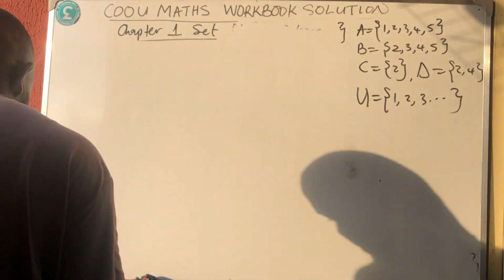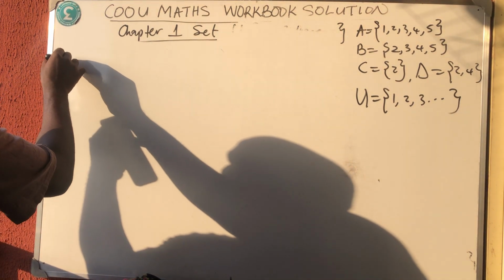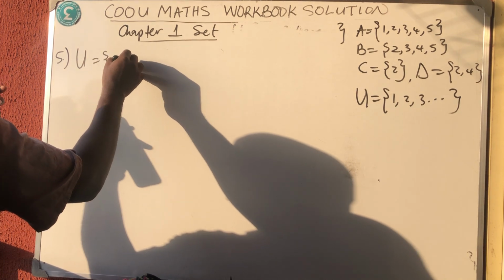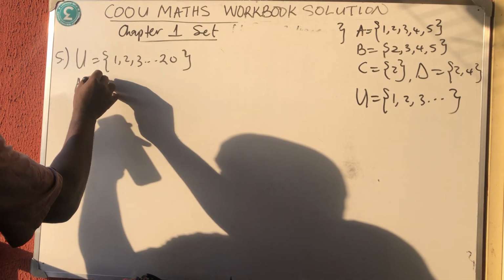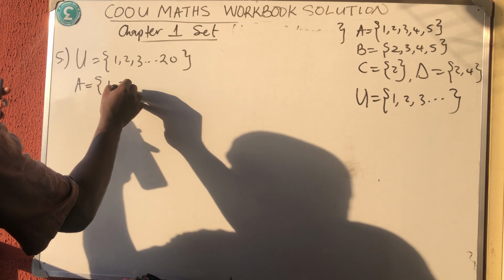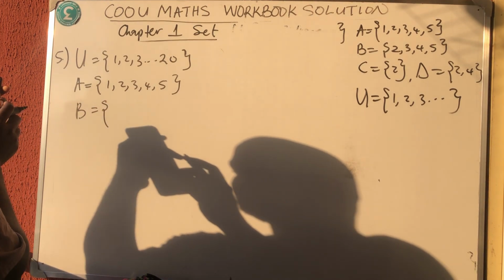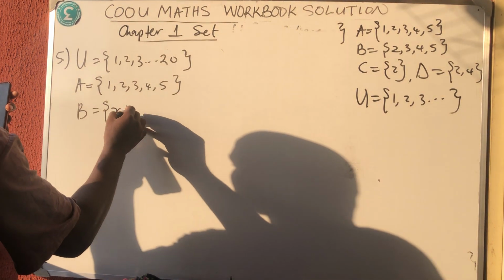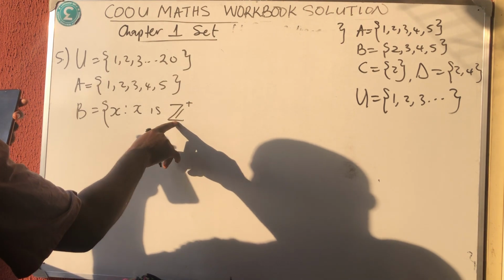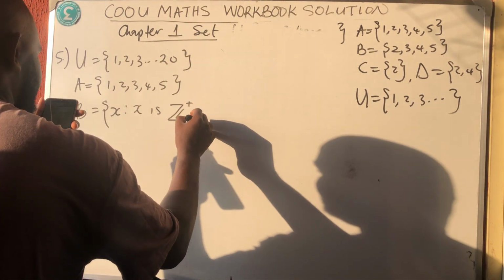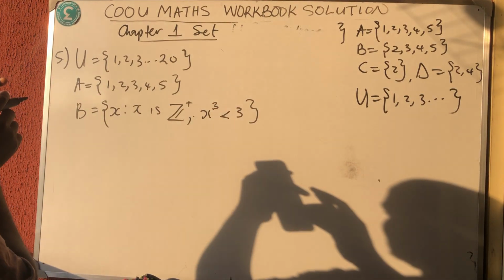Can we move to question number 5? Question number 5 said, let the universal set be equal to the set of 1, 2, 3 till 20, and A is equal to the set of 1, 2, 3, 4, 5 only, and B be the set of X such that X is a positive integer and X cube is less than 3.